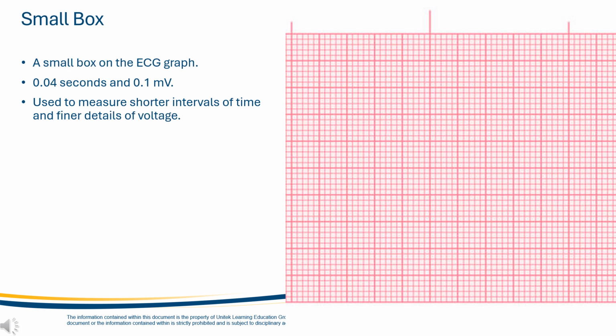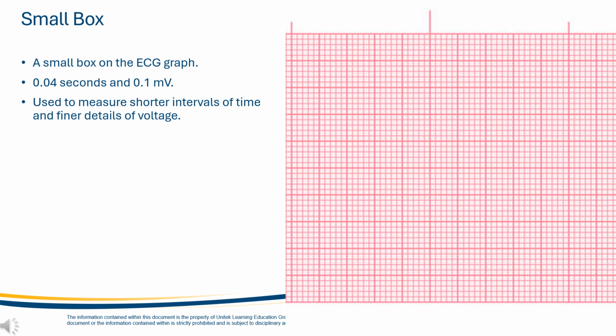Once again, let's look at those small boxes. Remember, there are 5 small boxes in every large box, and that's either going across or up and down. Okay, so a small box on the ECG graph is the smallest grid square that's formed by the intersection of horizontal and vertical lines. These are going to help us to measure detailed aspects of the heart's activity. Each small box on the horizontal x-axis represents 0.04 seconds. This is going to help us when we have to determine really short intervals in the heart's electrical activity.